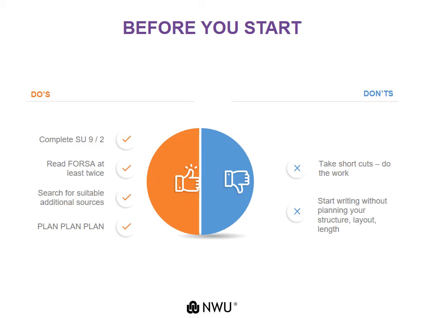And then you need to start searching for additional, applicable, relevant, suitable legal sources. And once you have found these, you need to start planning. Plan, plan, plan. Because you only have 5 pages and you need to cram a lot of information in there. We strongly advise that you don't take shortcuts. Do the work and do it correctly. And don't start writing without planning your structure, your layout, and your length.